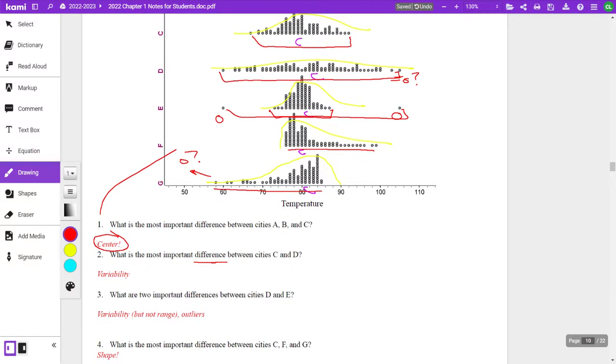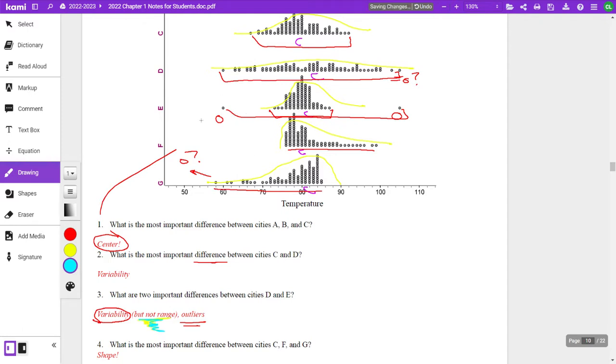What two important differences between D and E? Let's look at D and E. So the spread is about the same, but the key to that one is it's the outliers. So remember, look at variability. Now I've got to underline this in yellow here, but not the range. Let's see if it changed that color. Put it in blue like that.